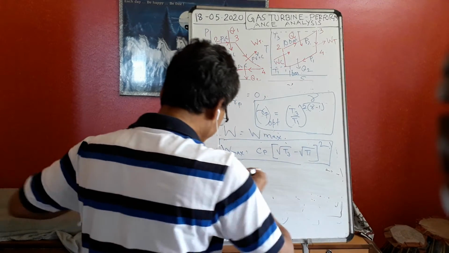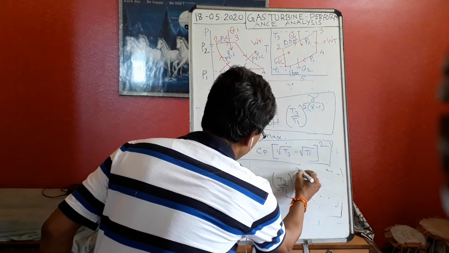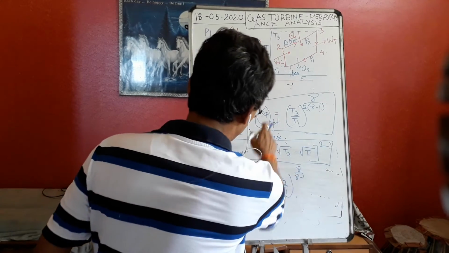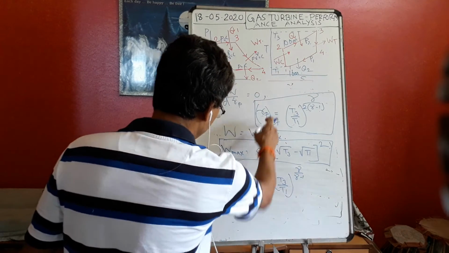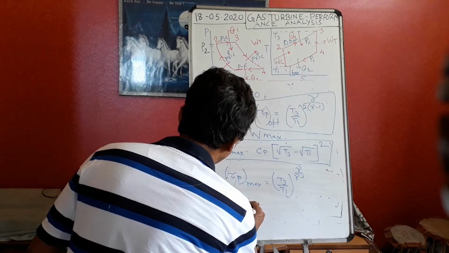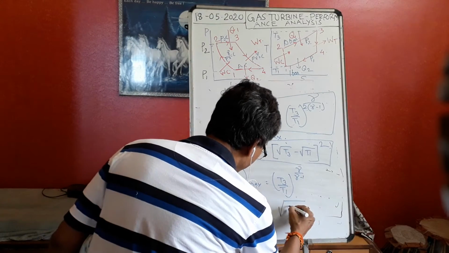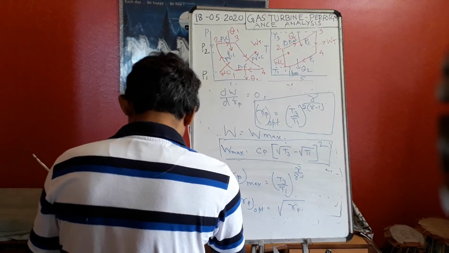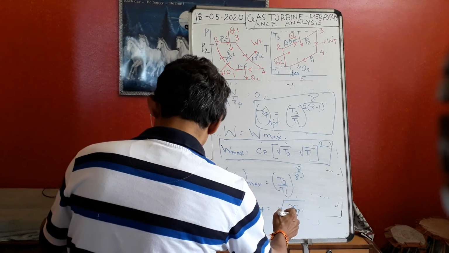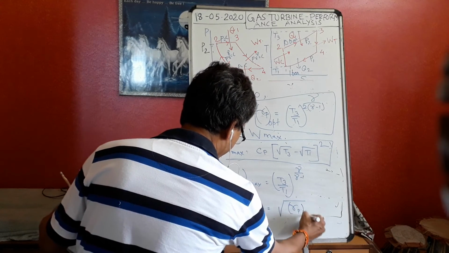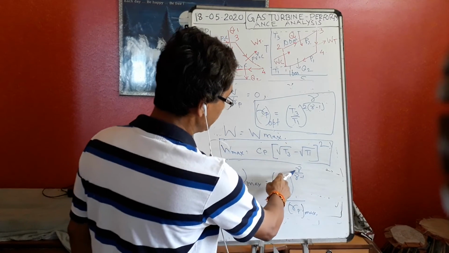Now, what is the RP max? RP max was (T3 by T1) to the power gamma by (gamma minus 1). And what is the RP optimum? (T3 by T1) to the power gamma by 2(gamma minus 1). What is the relation between the two? The relation is that RP optimum is nothing but the root of RP max, that is, RP max to the power 1 by 2.